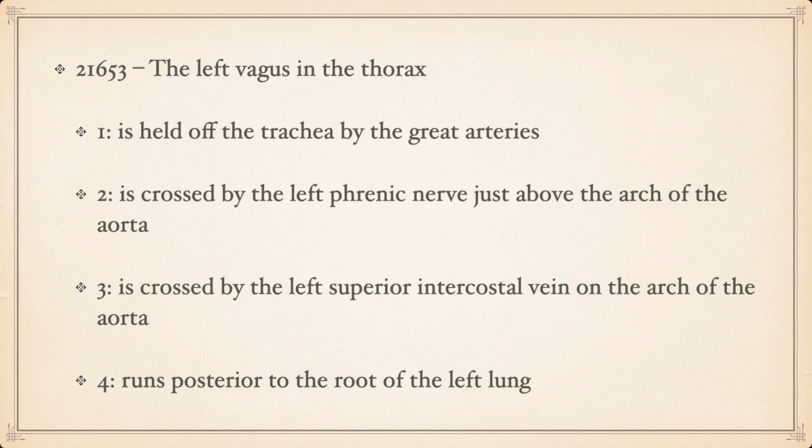Okay, another type X question. The left vagus in the thorax is held off the trachea by the great arteries, is crossed by the left phrenic nerve just above the arch of the aorta, is crossed by the left superior intercostal vein on the arch of the aorta, and runs posteriorly to the root of the left lung.